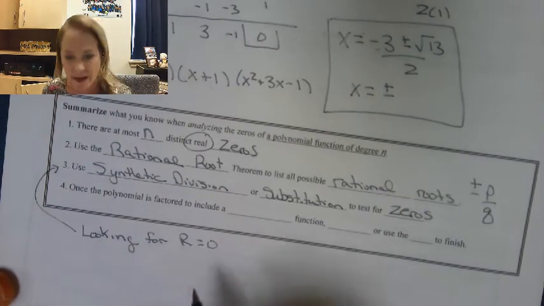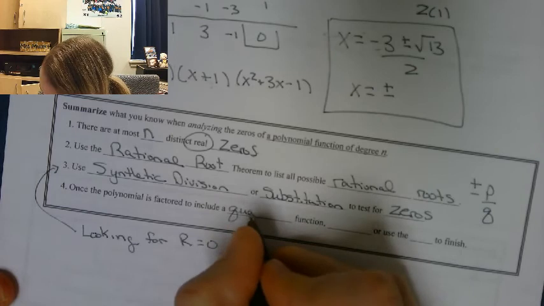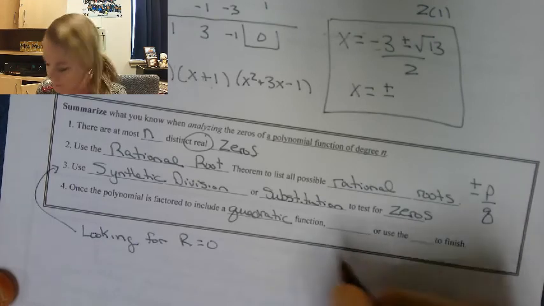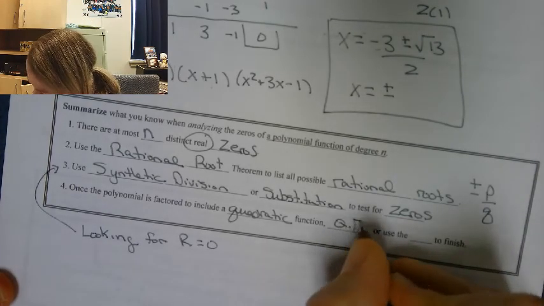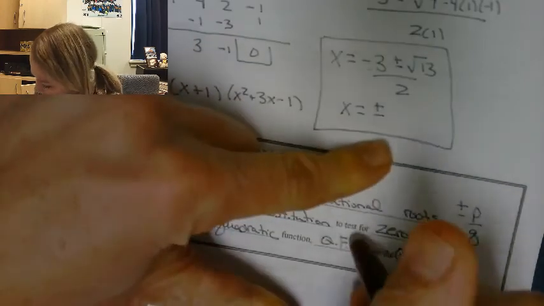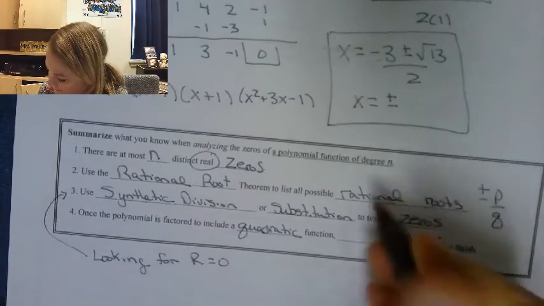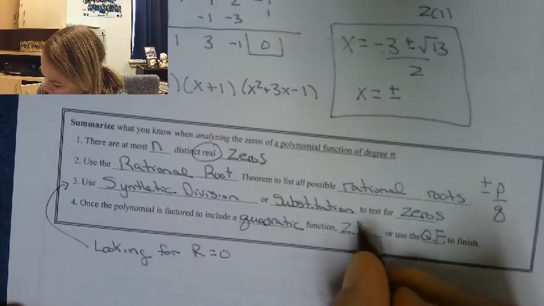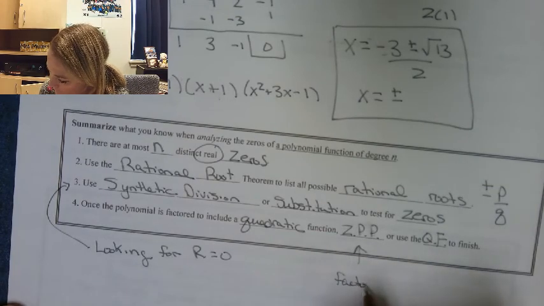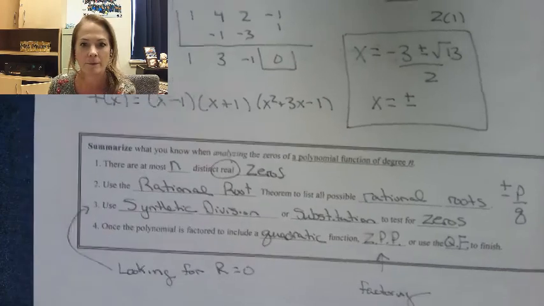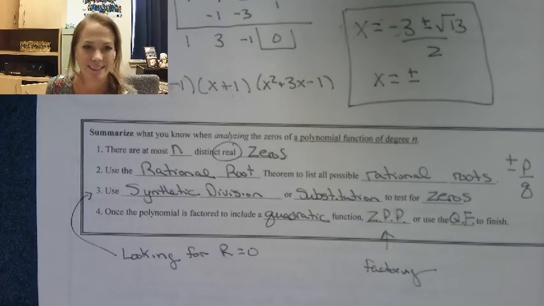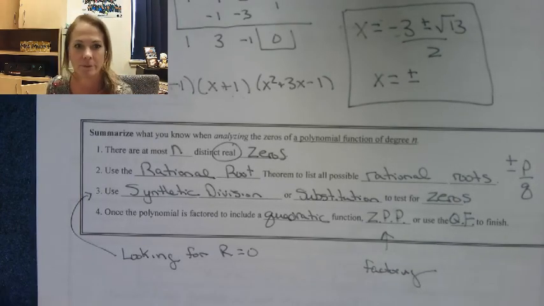Once the polynomial is factored down to a quadratic function, then use the quadratic formula, QF here, or factoring, okay? So I'm just going to use factoring or the quadratic formula. And that will get you all the solutions that you need, unless they're imaginary, which is what is going to happen in 4.3.